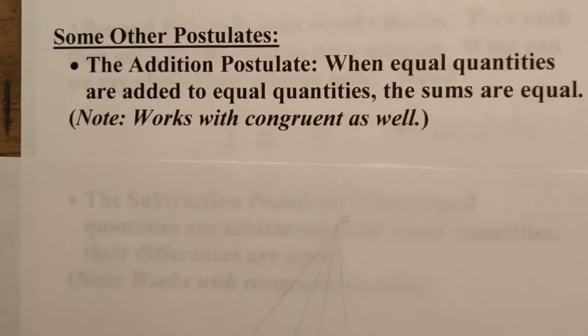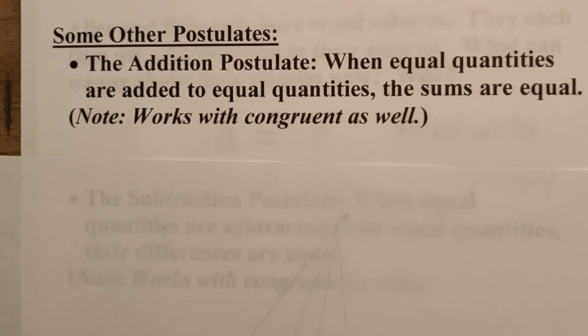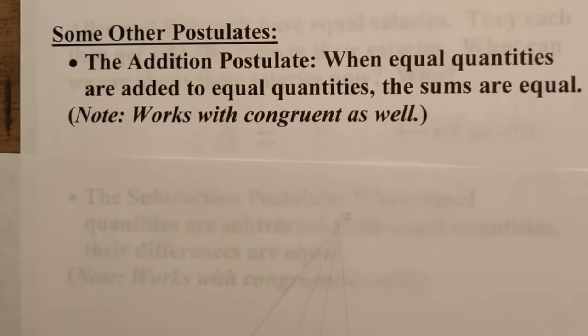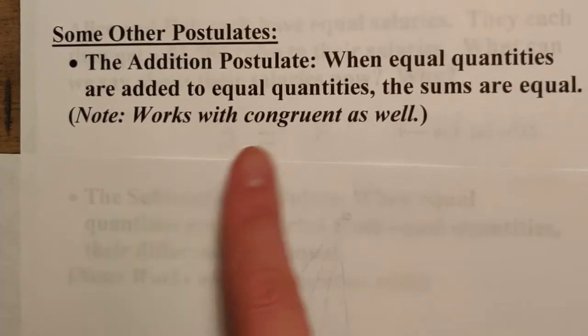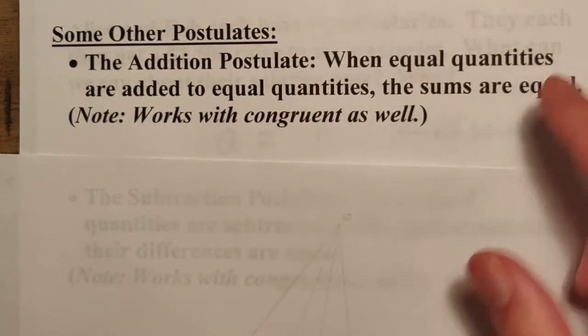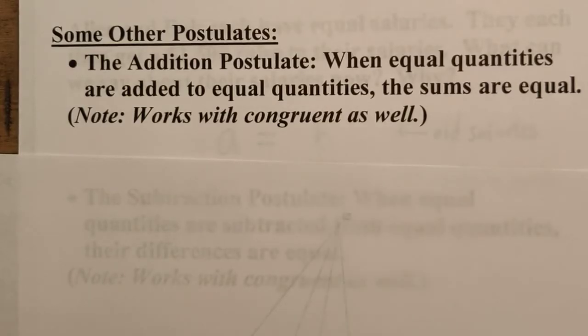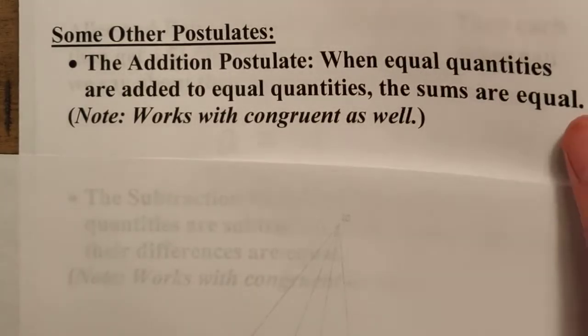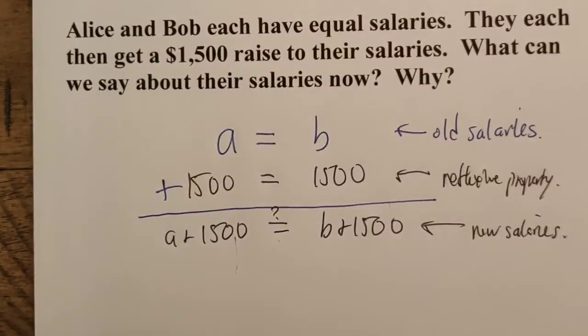Notice that the addition postulate is telling us when equal quantities are added to equal quantities, the sums will be equal, okay? This also works with congruence as well, and we'll talk about that in a future lesson. But note that the addition postulate tells us this, right? We start off with equal things, we add equal things, and we're going to get equal things at the end.